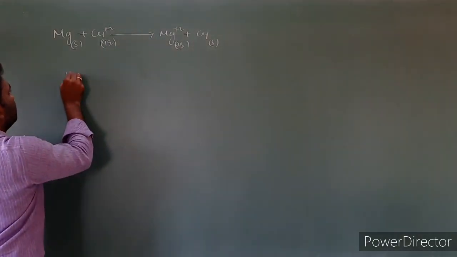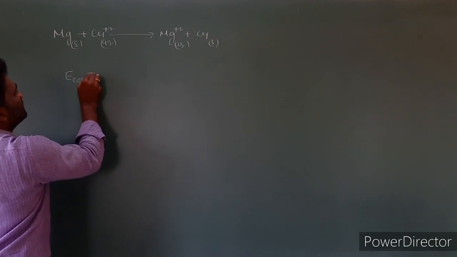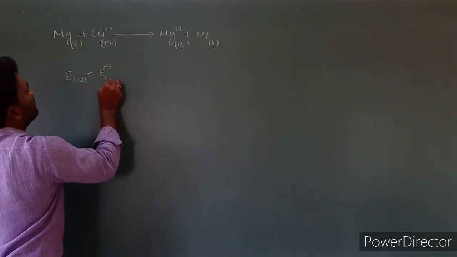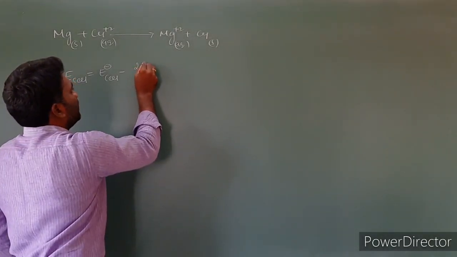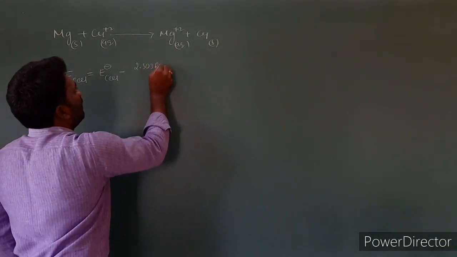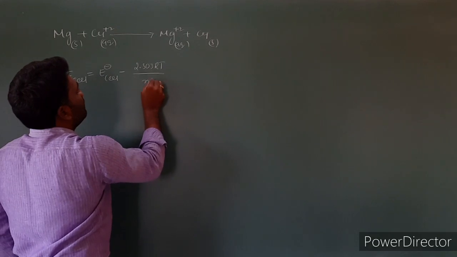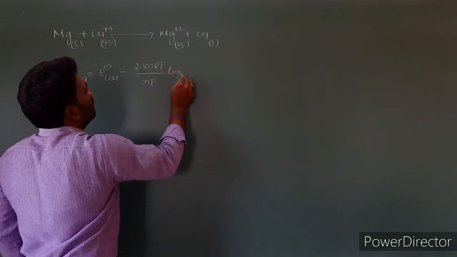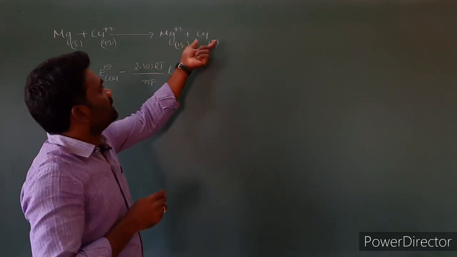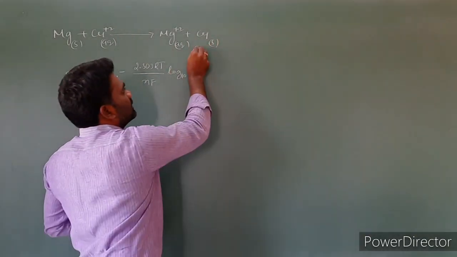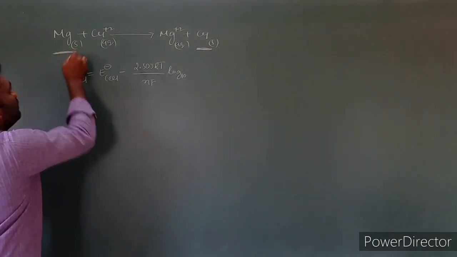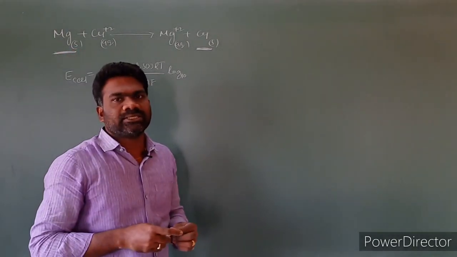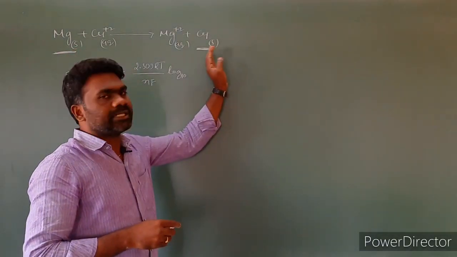First we have to take E cell. E cell is equal to E standard cell minus 2.303 RT by nF log base 10. Here Cu is in solid form, so its concentration will be taken as unity. Magnesium is also a solid. For solids, the concentration is taken as unity.